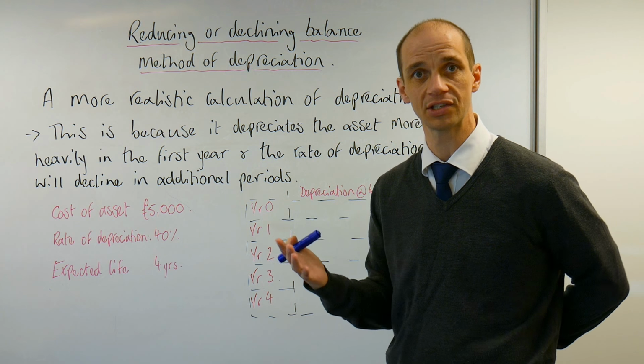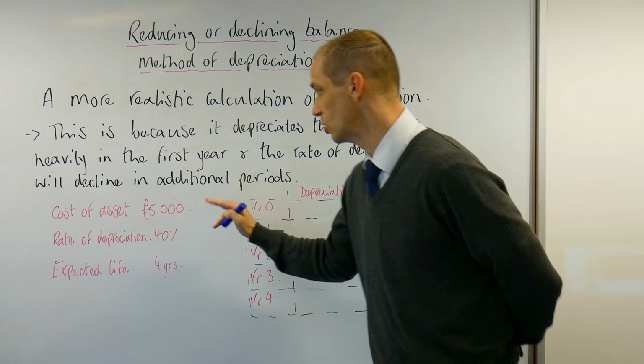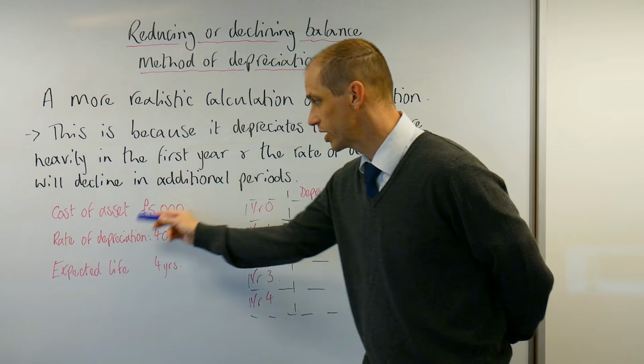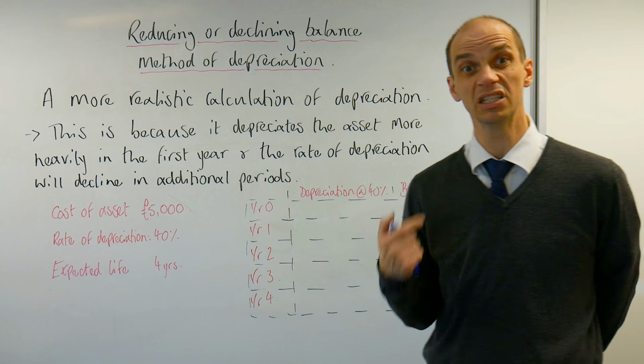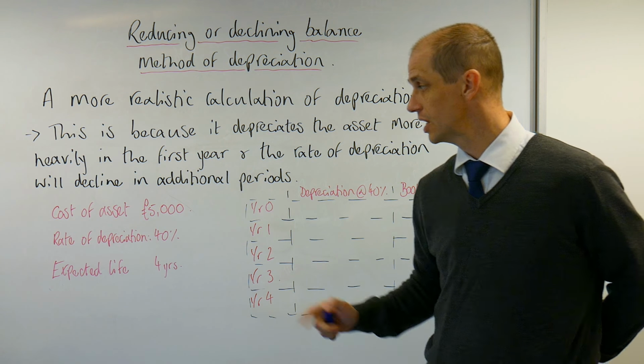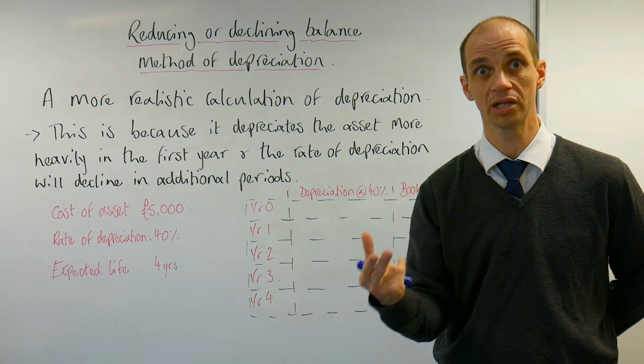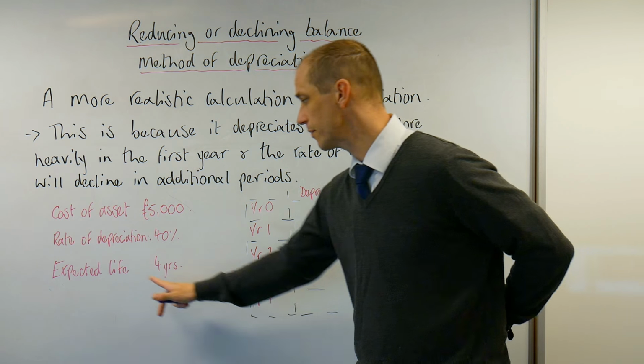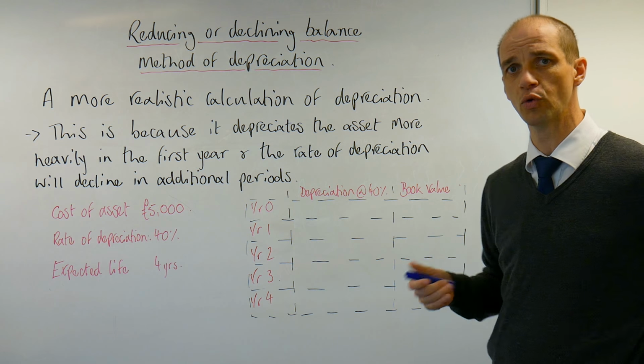Okay, so here we've got some crucial information that we need regarding an asset, and we can see the cost of the asset. The price paid by the business was £5,000. We can see the rate of depreciation is 40% here. Okay, so this asset obviously depreciates at quite a high rate, and the expected life is about 4 years.